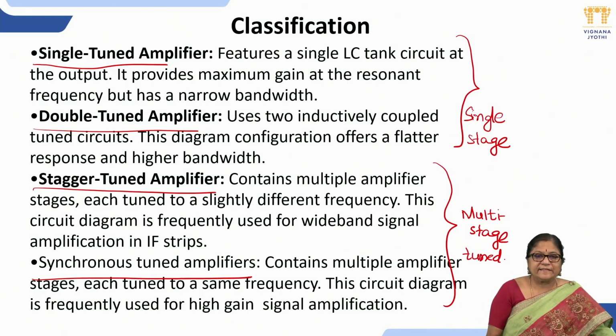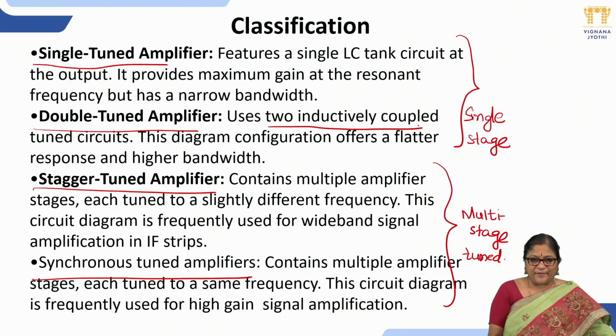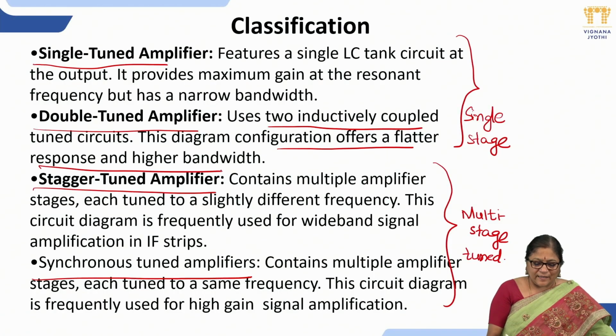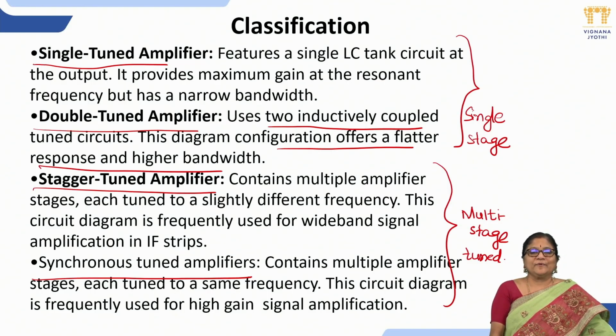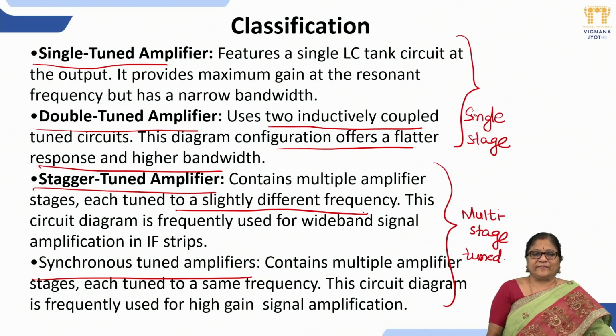As the name indicates, a single tuned amplifier features a single LC tank at the output and it provides maximum gain at the resonant frequency, but it has narrow bandwidth. Similarly, in the double tuned amplifier, two inductively coupled tuned circuits are used as a load, and this configuration gives a flatter response and higher bandwidth.